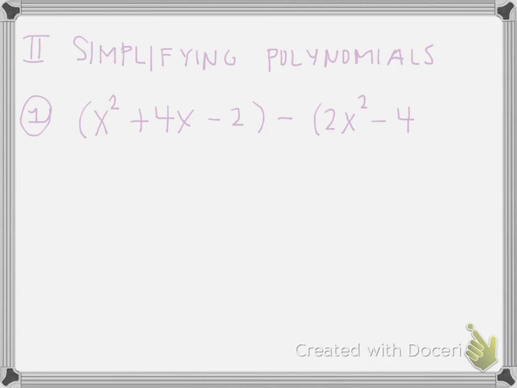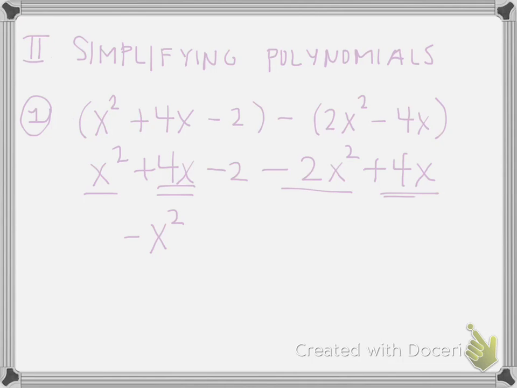Okay, if I wanted to subtract my polynomials, then I need to distribute that negative sign. So it's going to be a negative 2x squared, and negative times a negative 4x is going to turn into a positive 4x. Okay, so combine your like terms. So x squared minus a 2x squared is a negative x squared. 4x plus a 4x is a 8x, and then minus a 2. Okay, so simplifying polynomials, we combine our like terms.